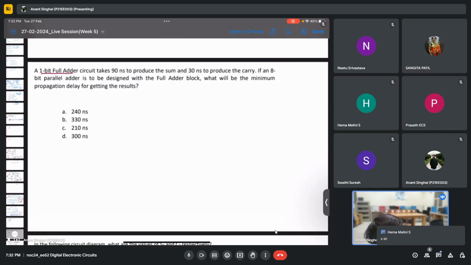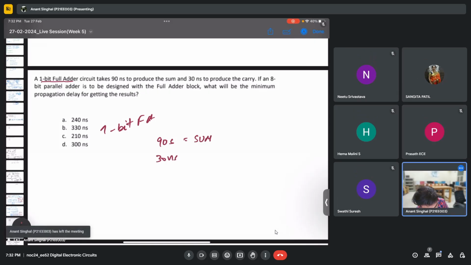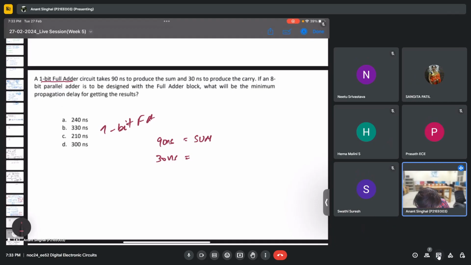Fine. So we have a 1 bit full adder, which takes 30 nanoseconds to produce the sum. Sorry, it is nanoseconds. Is my screen not visible? Okay, fine. And 30 nanoseconds to produce the carry.